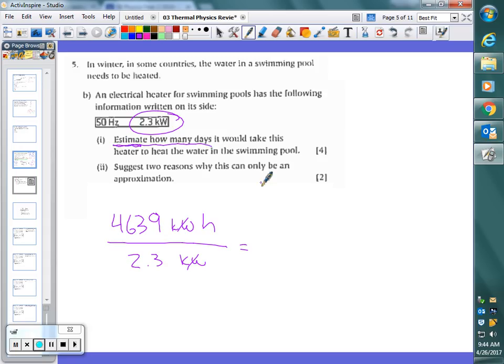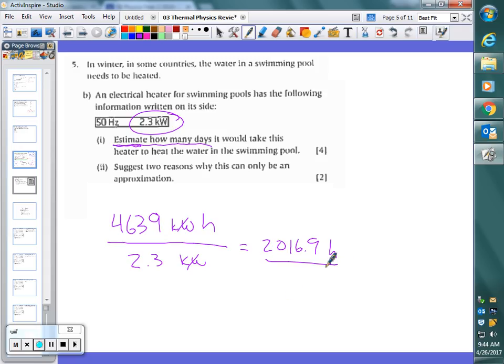How many days? Oh, it's a lot of days. Yep. 2.3 kilowatts is not a very strong heater, obviously. So 2000 and what was it? 16 or 2017? You did 16.9.